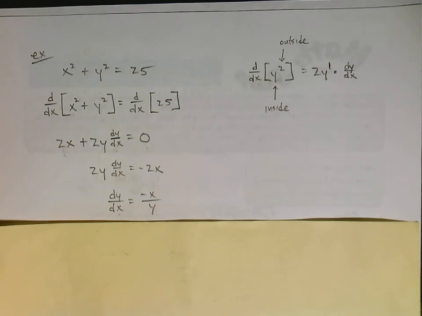And you notice something unusual here. That derivative function involves both the variable x and the variable y. And yes, that will very often, if not always, be the case when you're taking the derivative of an implicit equation. Your dy over dx will involve both the x variable and the y variable.